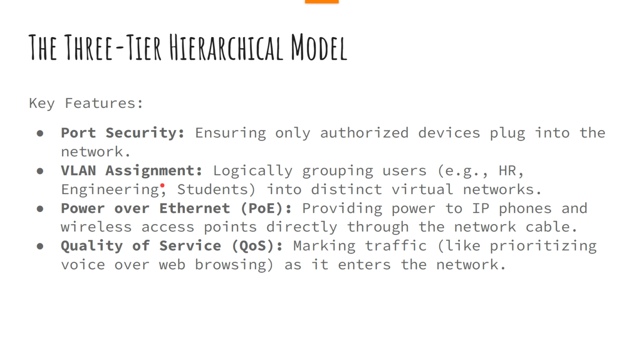The second thing is, if there are any VLANs to be made, if there are any logical groupings to be done, then the access layer is the right point where you would be doing the VLAN assignments. So the switch at the access layer should be such that it supports VLAN assignment.